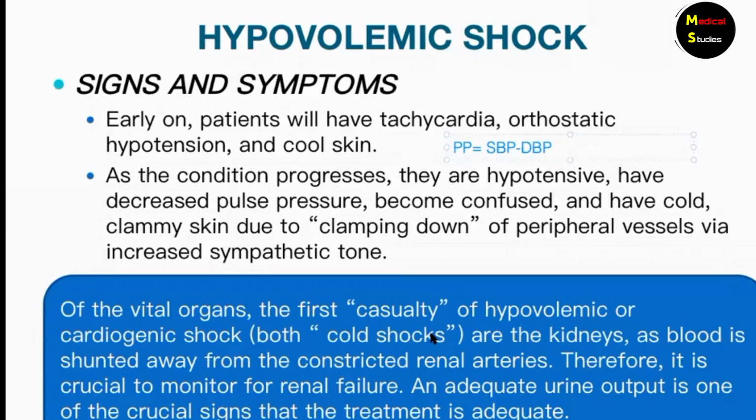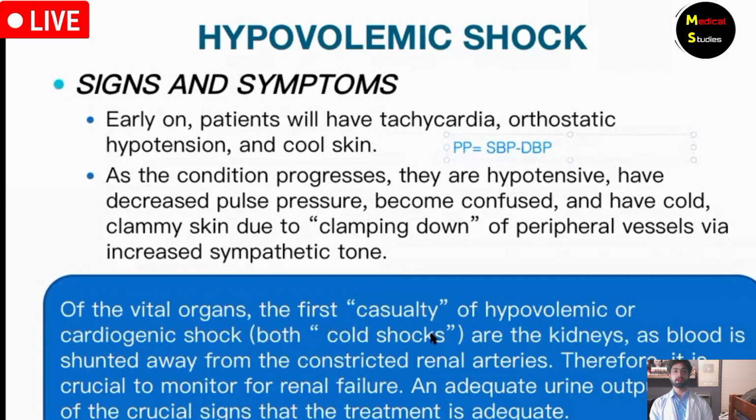Next, blood is shunted away from the constricted renal artery. Therefore, it is crucial to monitor for renal failure, and adequate urine output is one of the crucial signs that the treatment is adequate. Okay. Now, kidney is not considered a vital organ here. Okay, kidney is not taken like that.